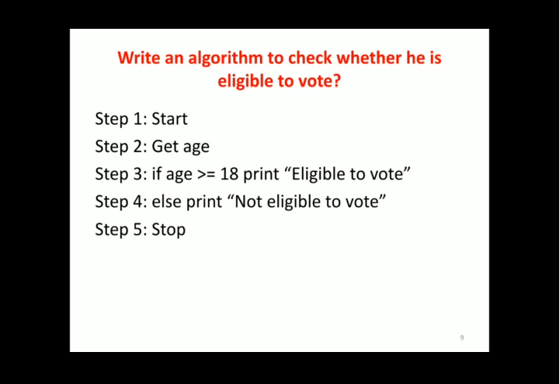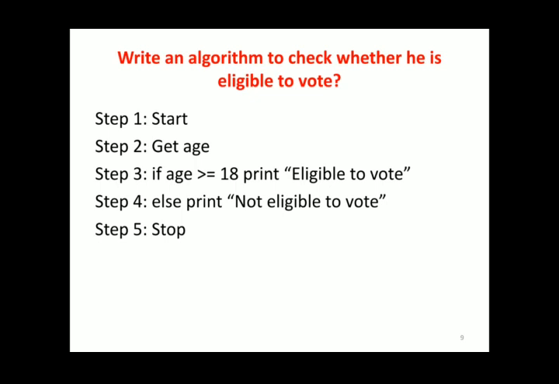Step 1 begins with the word start. This step represents starting the algorithm. Now, in order to check whether the person is eligible, the age limit should be 18 and above. So the same logic is applied in step 3 as a decision. That is, if the condition age is greater than or equal to 18, that is, if it is true, then eligible to vote will be displayed as the output. Otherwise, if the condition is false, not eligible to vote will be displayed as the output in step 4. So to terminate the algorithm, the word stop is used.